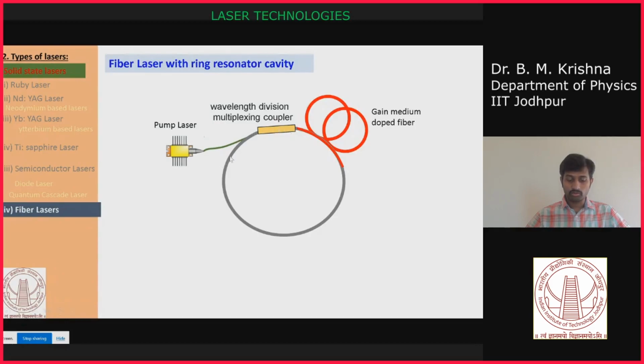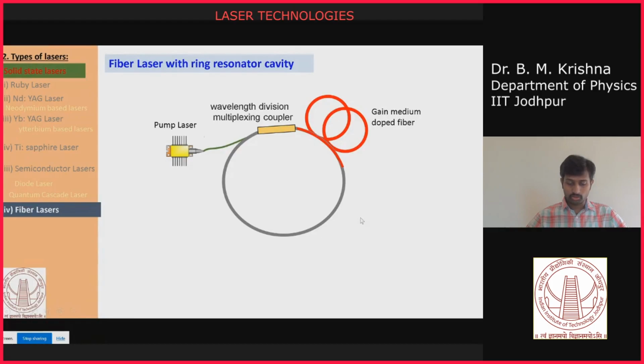Many fibers can be coupled, so if you want to use many pump sources, you can use this device. This is a fiber device that combines multiple fibers, and you can combine multiple wavelengths too. Then this is the fiber, doped with certain dopants, which we call a gain medium doped fiber. Now you have a spontaneous emission and eventually a stimulated emission.